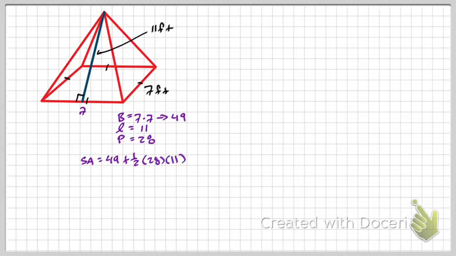1/2 times 28 is 14. 14 times 11 is 154. So 154 plus 49 is 203 feet squared. So the surface area of that pyramid with those dimensions is 203 feet squared.